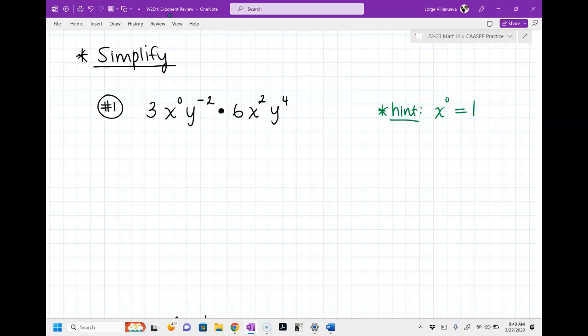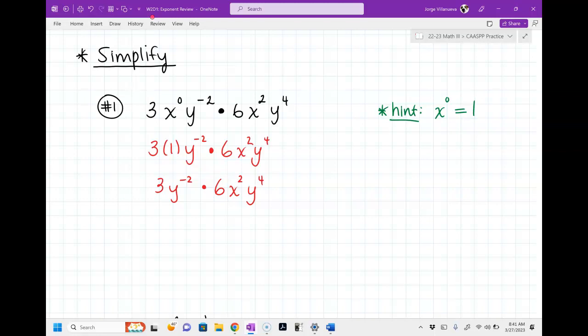Okay? So if I may, I'm going to just rewrite this really quick, just so we can get something out of the way. So 3 times 1, y to the negative 2, times 6x squared, y to the 4th. I'm just writing down the steps, okay? Just a step at a time. And 3 times 1 is 3, so I'm just going to write it like this. 3 y to the negative 2 times 6x squared y to the 4th. So I know that was a lot of steps to kind of just clean it up, but I'm just showing you all the steps that you would do. Usually a book would show you this, okay?